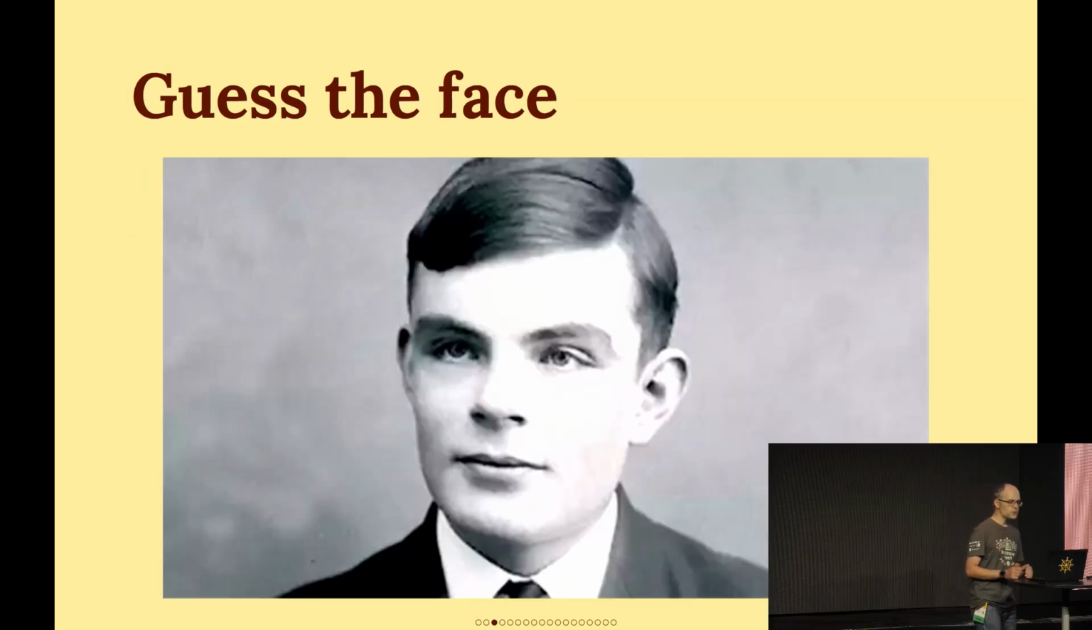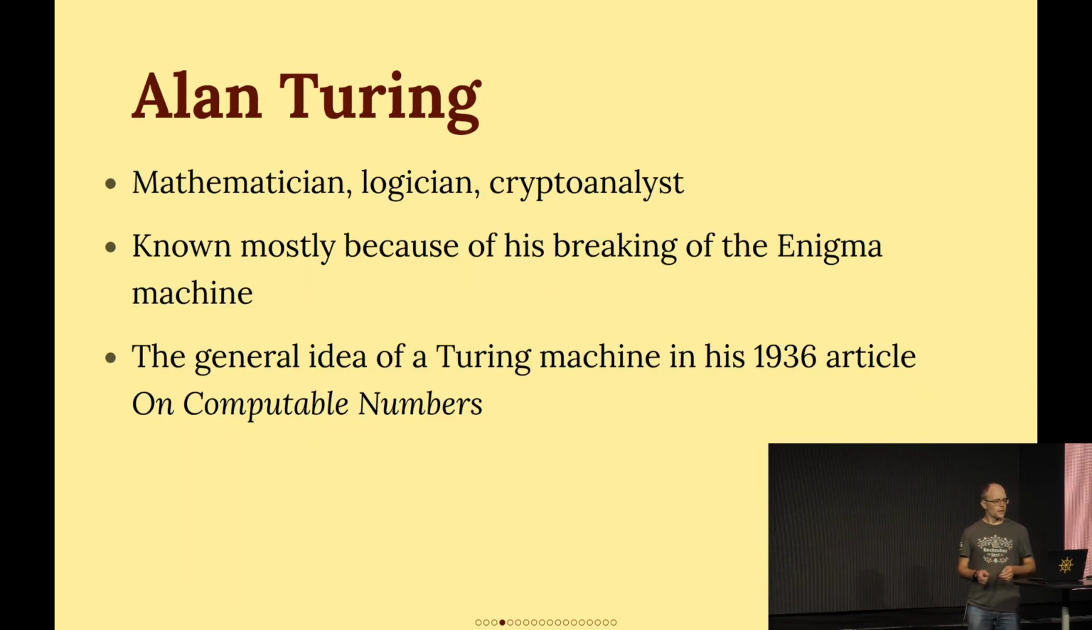So let's start with a short quiz. Do you guess this person? Well, this is a lightning talk, so we're out of time. Sorry, no more quizzes. This is Alan Turing. He was a very well-known mathematician, logician, cryptanalyst. This guy was doing crypto even before Bitcoin, so he's like the OG crypto guy.